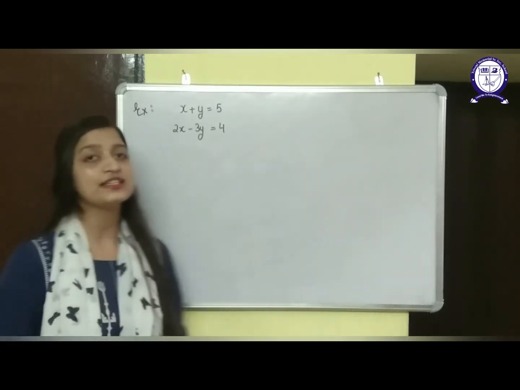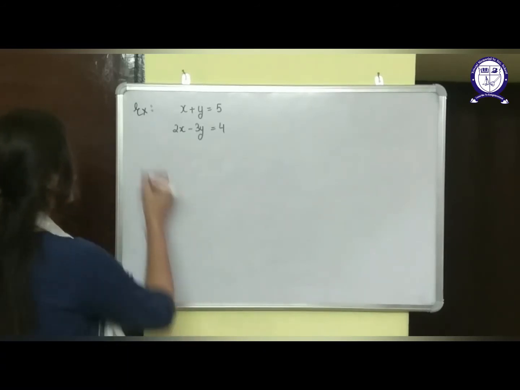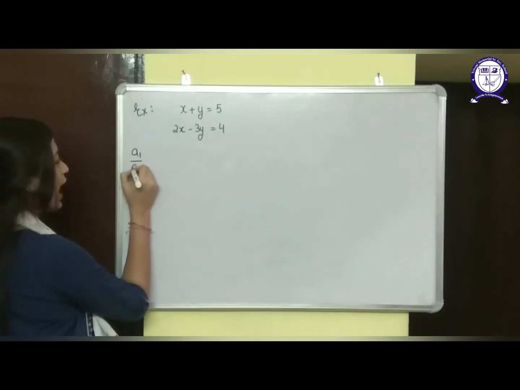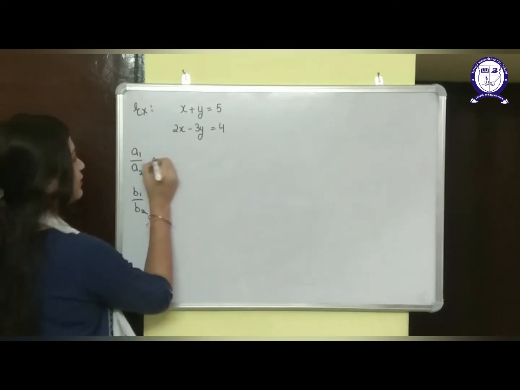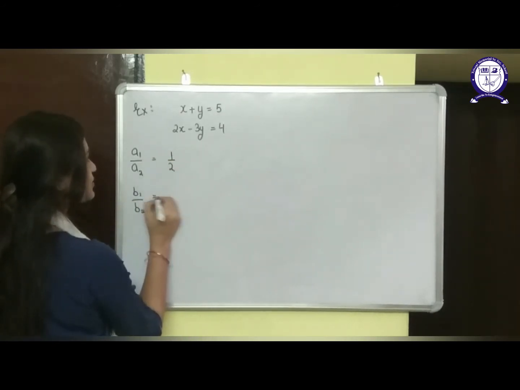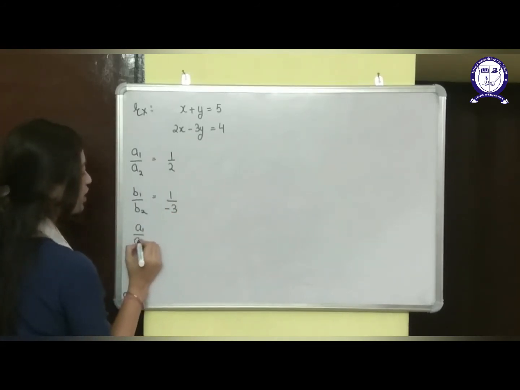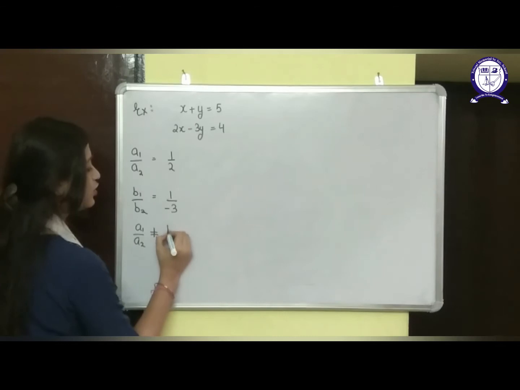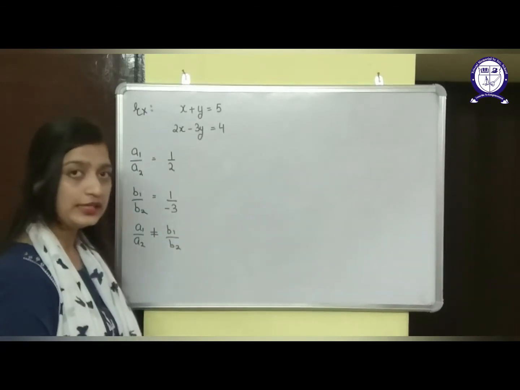Now the first thing is finding whether the solution is unique or not. So a1 upon a2 and b1 upon b2: 1 upon 2 and 1 upon minus 3. a1 upon a2 is not equal to b1 upon b2, so the solution is unique.